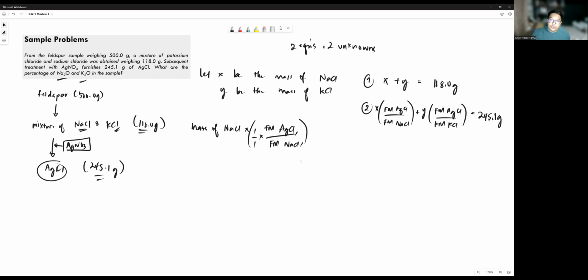Okay? So, ang ating formula weight or formula mass for AgCl, NaCl, and KCl are the following. So we have for AgCl, 143.321 grams per mole. For NaCl, we have 58.442 grams per mole. And for KCl, we have 74.551 grams per mole. Okay?